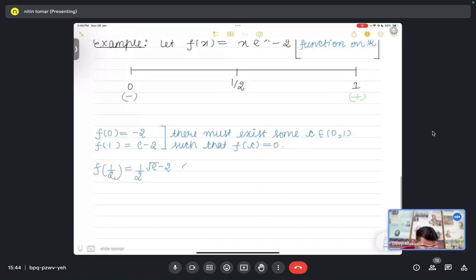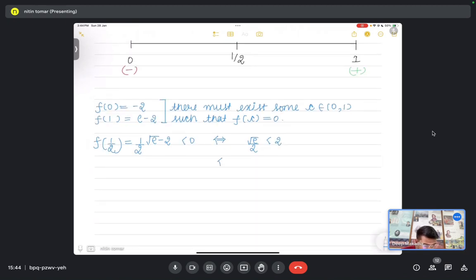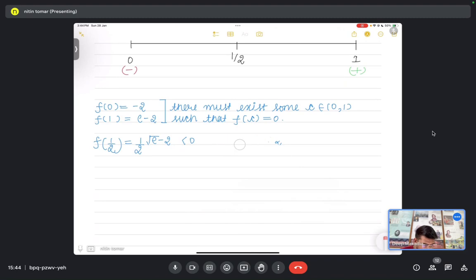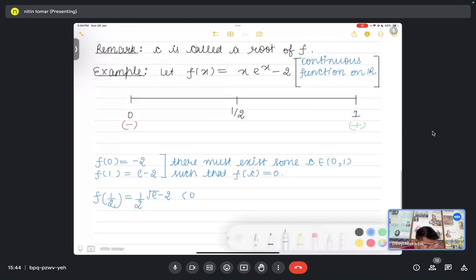So this is negative, let us say, if and only if root e by 2 is less than 2, which is if and only if root e is less than 4. Which is obvious, right? Because e is close to 3. So this conclusion is correct. So this is negative, so f of half is negative.